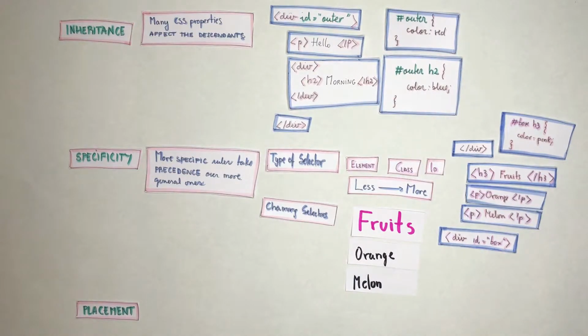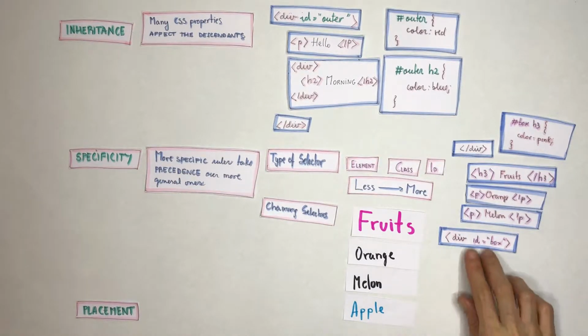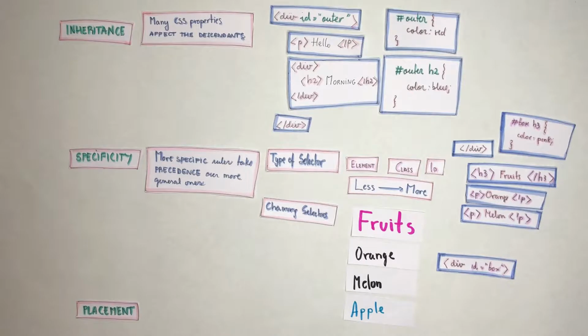Now, what if we want to add another P element, apple, and we want it to be blue? How can we do that? There are basically two things we can do here. We can use a chain selector, or we can add a class to the element and create a CSS rule using that class as a selector. And this is what I'm going to do here.